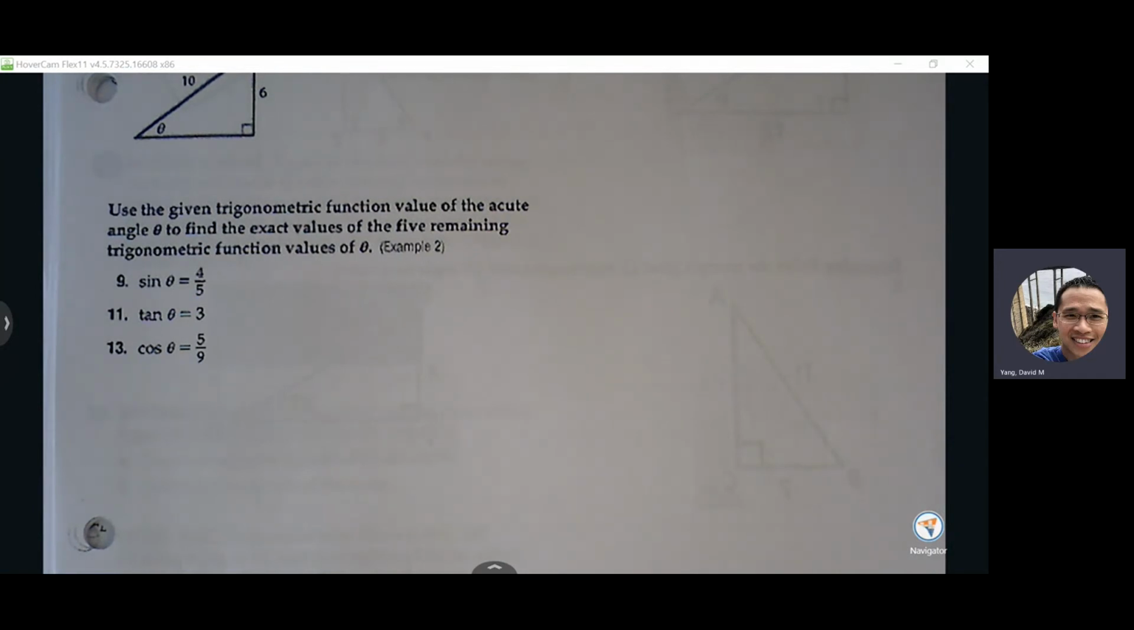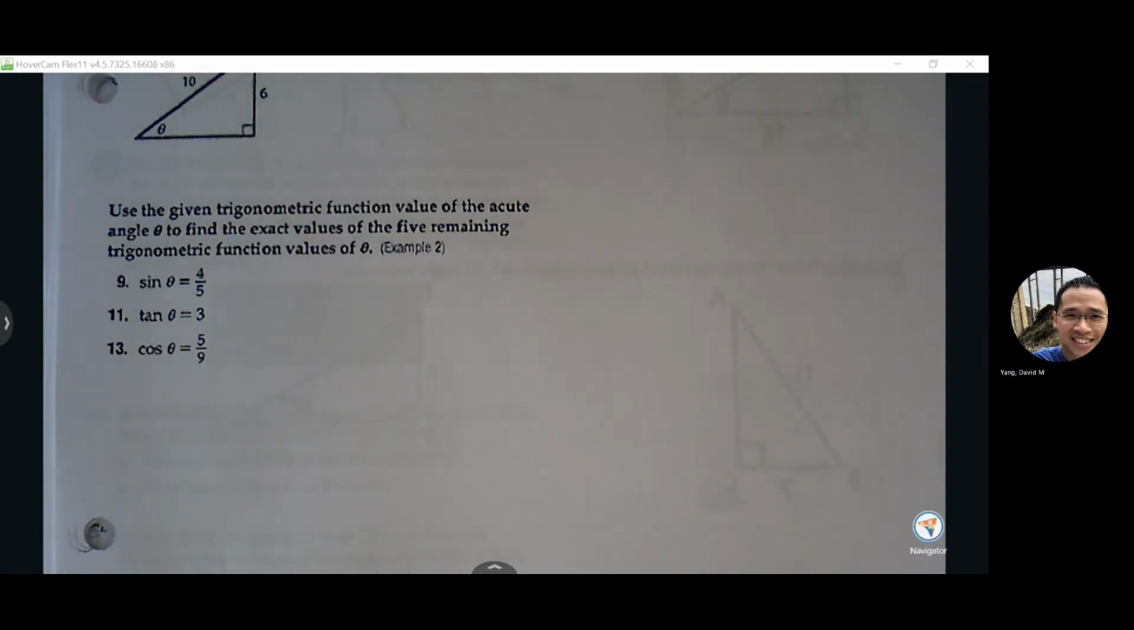I want to make sure that we can build the triangle from scratch, just given one trig ratio. Now notice that each of these can be written as a fraction. So sine is 4/5, cosine is 5/9. Now 3 doesn't look like a fraction, but I can always make it what? 3/1. So that's how I would do it, and then you can match up the appropriate sides. Try those 3 real quick.